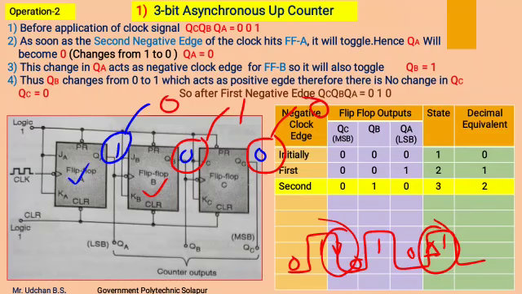So after the second negative edge of the clock pulse, not first, it is the second, we will get the output as 0 1 0. The state number is given as 3 and its decimal equivalent is 2.